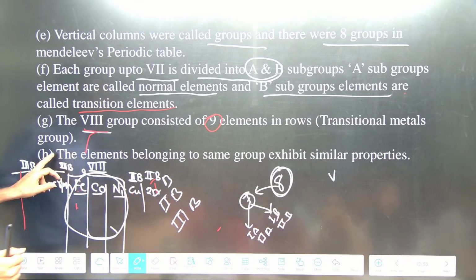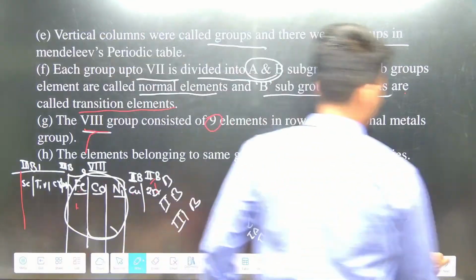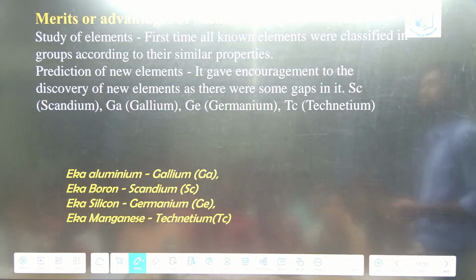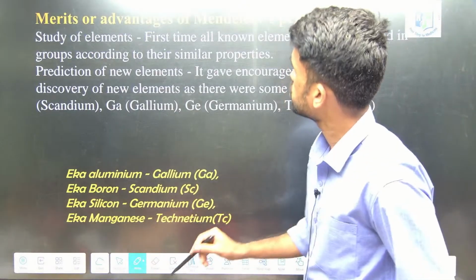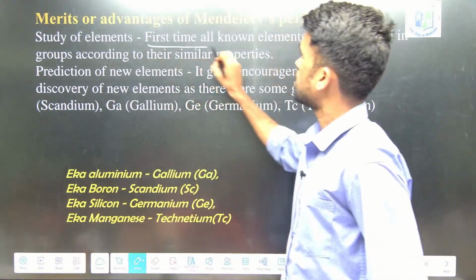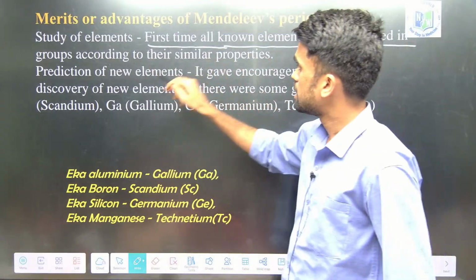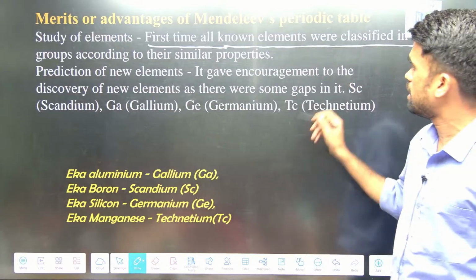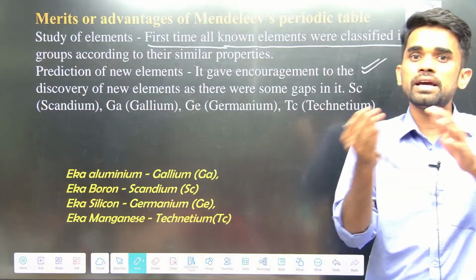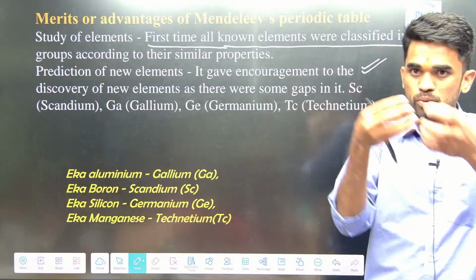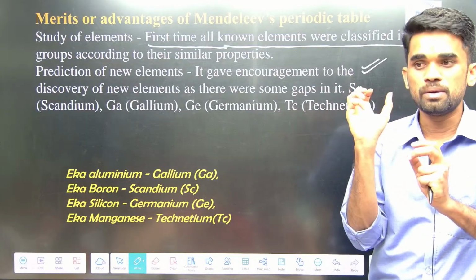Next, what he is saying: elements belonging to the same group exhibit similar properties. Now, what are the merits or advantages of Mendeleev's periodic table? See, he told that this is the first time all known elements were classified into groups and periods. He also predicted some unknown elements: in future we may discover a few more elements, so let us leave some space for them. Like that he left some space in his periodic table.